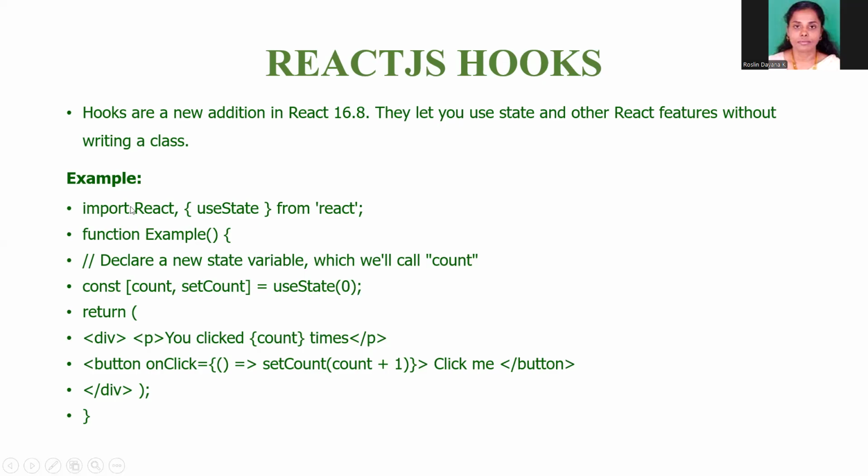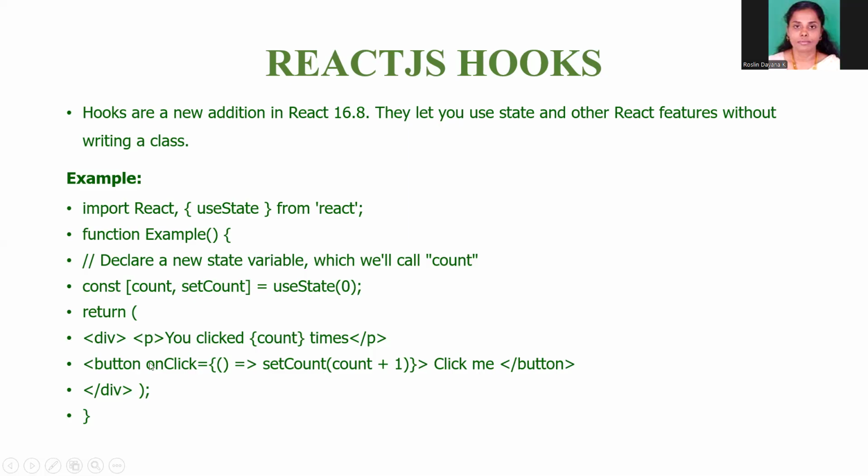In this example, we are importing React and the useState method from the React library. And we have a function named Example. In that function, we are going to set the state of count. The state of the count can be set using the useState method. Here, the initial value of the count we are setting in the parenthesis as 0. And this function is returning a value.